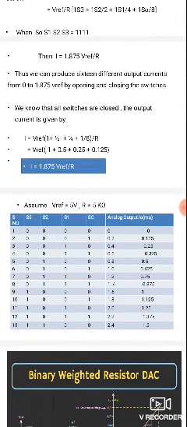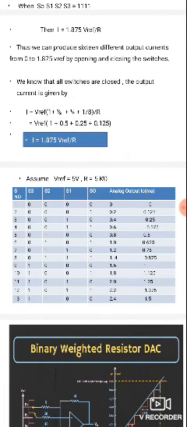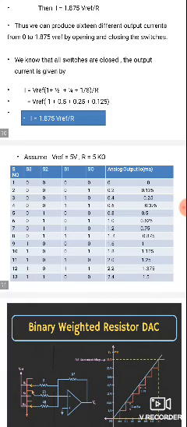The 16 different output currents range from 0 to 1.875. 0 is the lowest value. Whenever we get 0, all the switches are open. When all the switches are closed, we get the current I value 1.875, which is the maximum current. In between 0 and 1.875 we get the 16 possible conditions, which depend on the switch closing and opening.